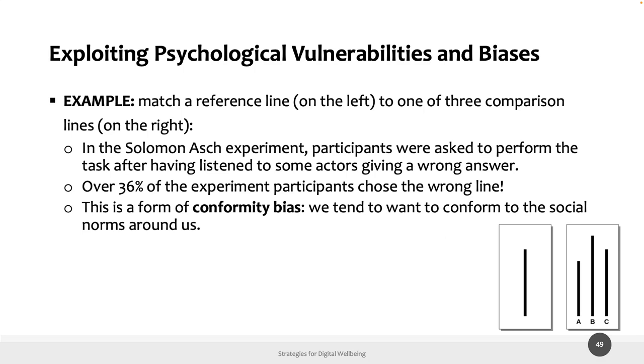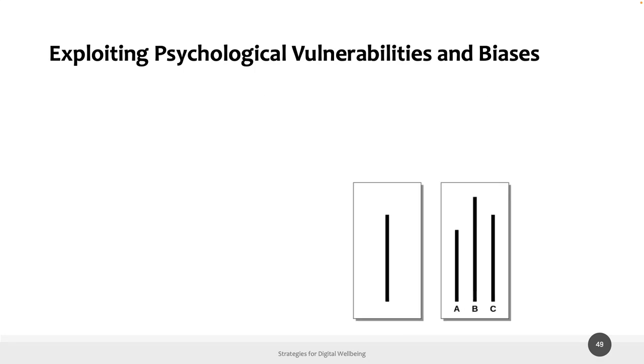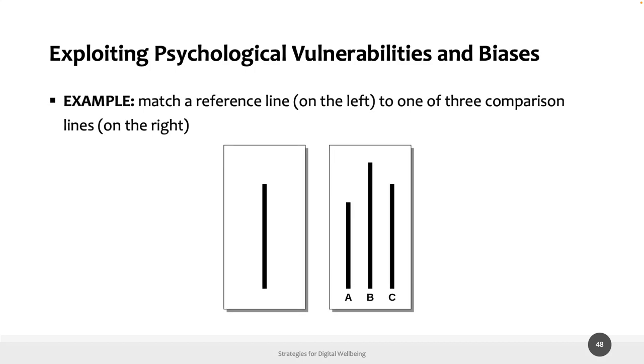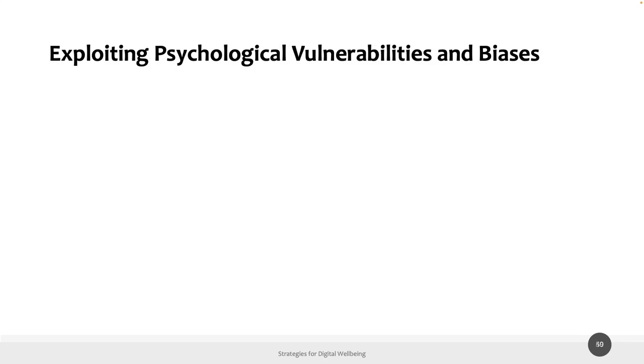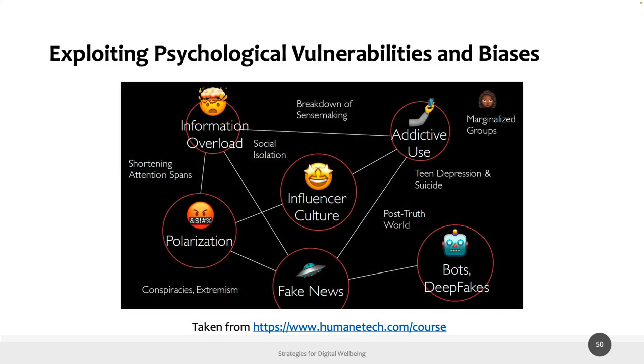So this is a form of conformity bias, so we tend to want to conform to the social norms around us, okay? So now, the exercise is quite easy, but if there are some actors that intentionally give the wrong answer, this wrong answer then also influences your answer, sorry. Okay, so this is another example of another bias that can be exploited also through attention capture dark patterns.